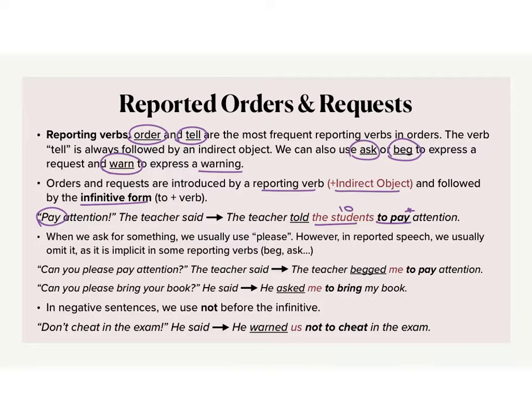When we ask for something, we usually use please, but when we turn the sentence into reported speech, we usually omit that please. For example, "Can you please pay attention?" the teacher said. The teacher begged me to pay attention. You don't have to write please. Or, for example, "Can you please bring your book?" He said. He asked me to bring my book. And in negative sentences, we use not before the infinitive. So it would be, "Don't cheat in the exam," he said. He warned us not to cheat in the exam.